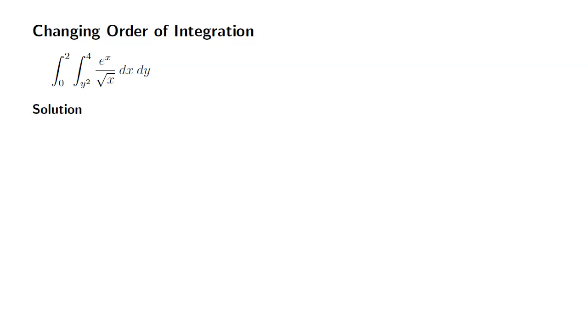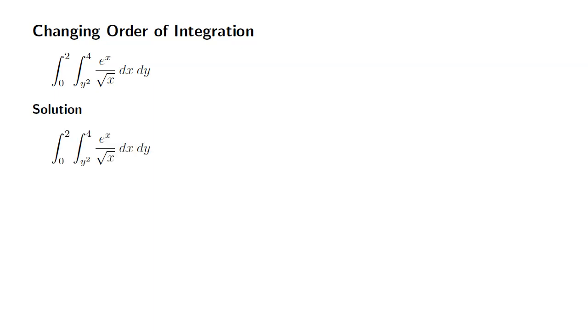Alright, let's try to evaluate the double integral by first changing the order of integration. So here's the double integral from 0 to 2 and from y squared to 4 of e to the x over square root of x dx dy. Alright, so let's start with that.